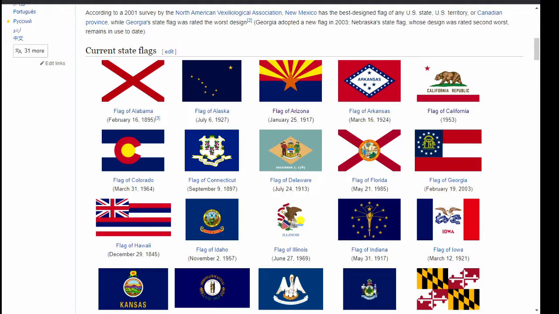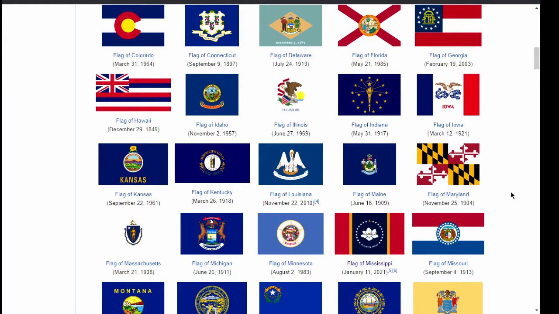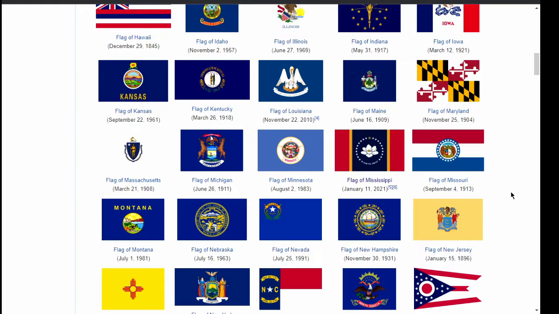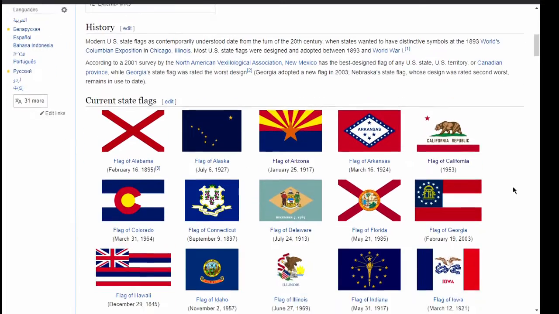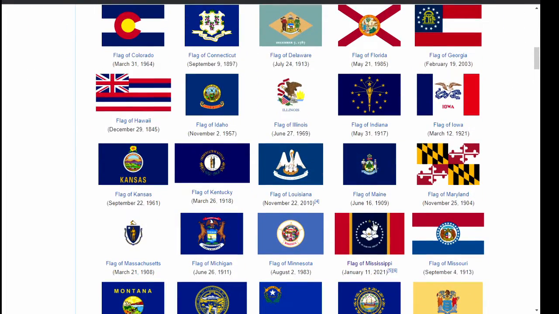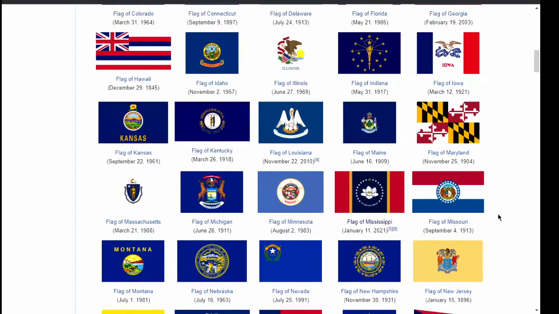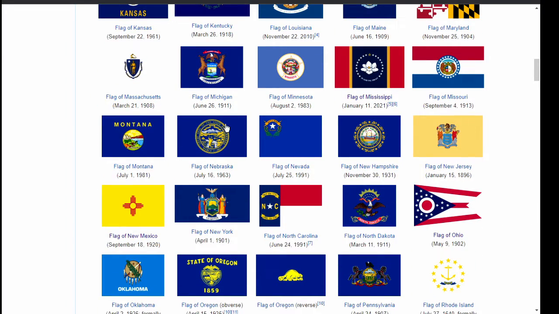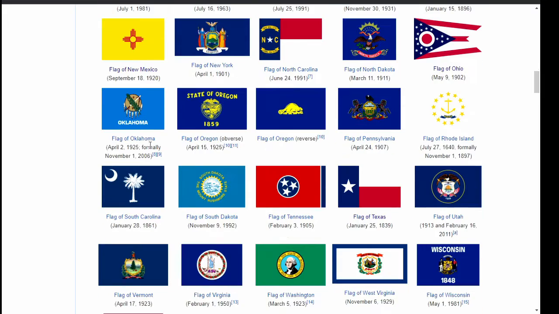I just want to quickly talk about state flags for a second. Something I've noticed is that every state flag either looks really good or really shit. Like, you have stuff like Arizona or Mississippi that look really good, but then half of them are just a coat of arms on a blue background with the name of the state written on it.